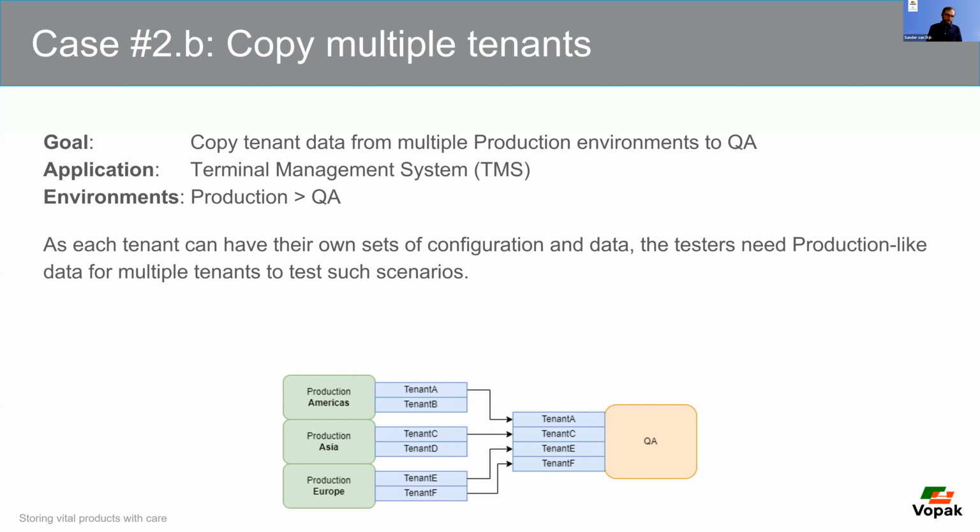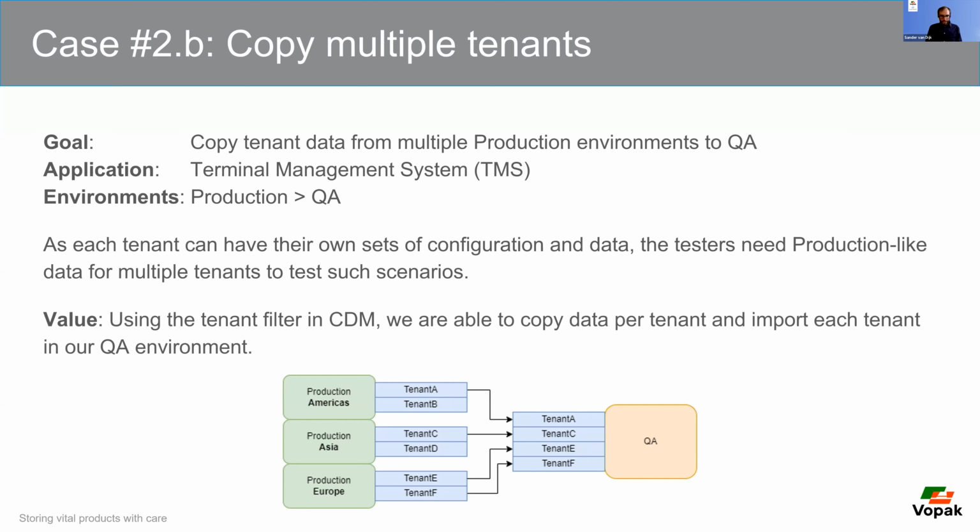Recently, we actually did this, when there was a request to have a new set of tenants on the QA environment. With Data Mover, as mentioned before, we let an export run on the multiple production environments using the tenant filter, and we were able to import that data into the QA environment. Because it's each their own tenant, it was pretty easy to do.